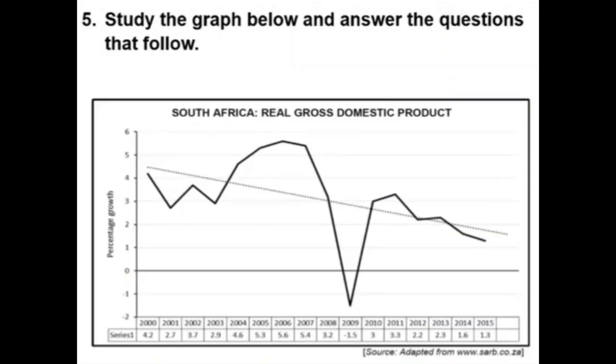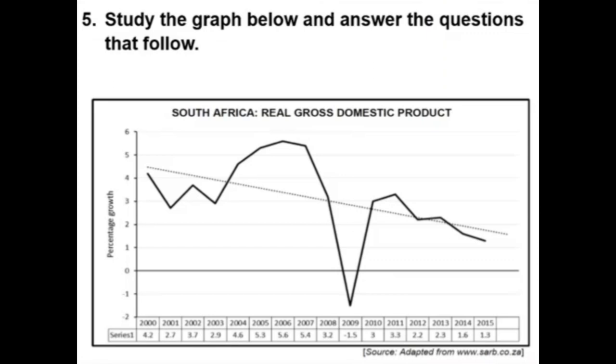Study the graph below and answer the questions that follow. South Africa, and this is our real GDP, our real gross domestic product. So we can immediately see this is real time. This is what actually happened.